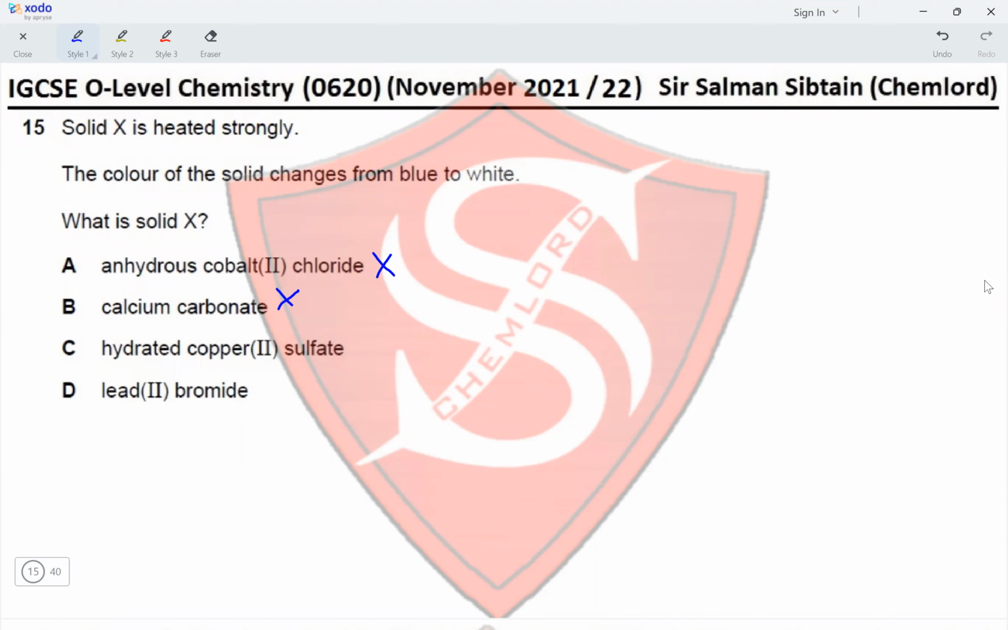Hydrated copper 2 sulfate, yes, hydrated copper 2 sulfate has a blue appearance. When you heat it, the water of crystallization is lost, converting it into anhydrous copper 2 sulfate, which has a white colored appearance. And lead 2 bromide, this will have an off-white or cream appearance. So this is not it either. Therefore, the correct option for this question is option C.